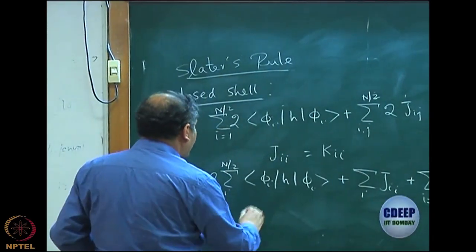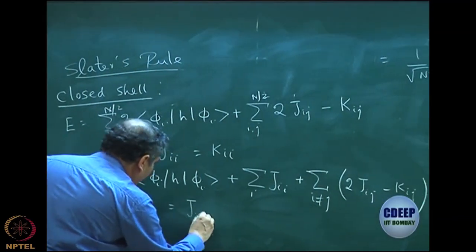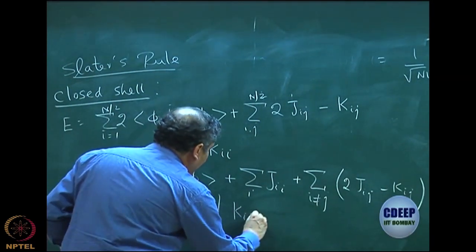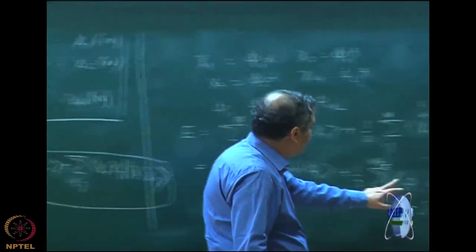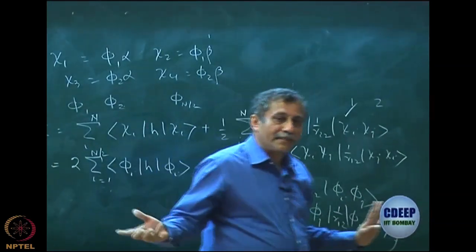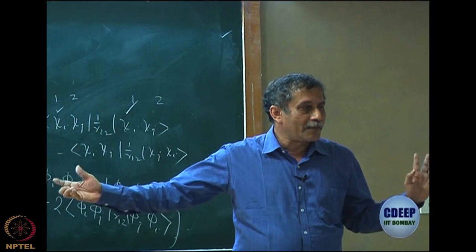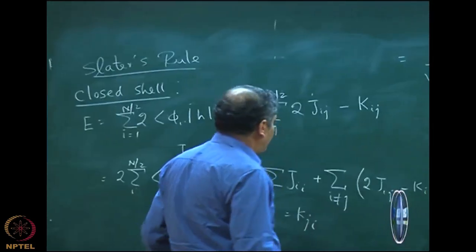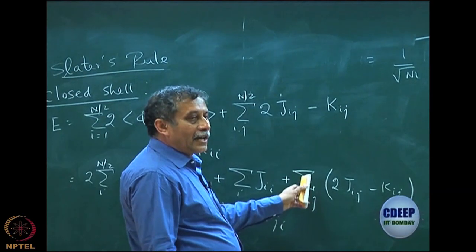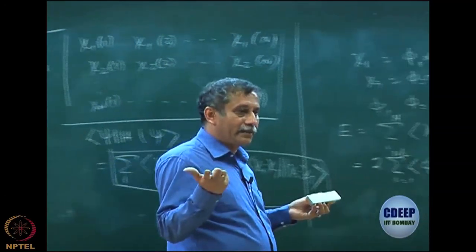Note again, by a similar argument, J_ij is equal to J_ji, and K_ij is equal to K_ji. That is, if I interchange i and j, the J and K remain the same. That's the same argument, because the electron 1 and 2 coordinates are dummy variables. So that part is still correct. So I need not write both; I can only write i less than j and multiply this by 2. I can say 4 J_ij minus 2 K_ij, for i less than j pairs.